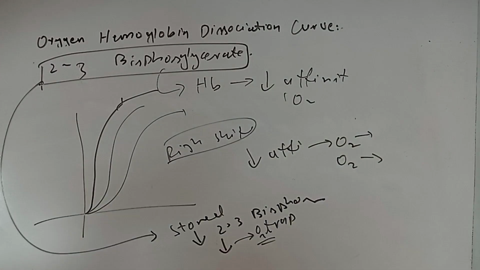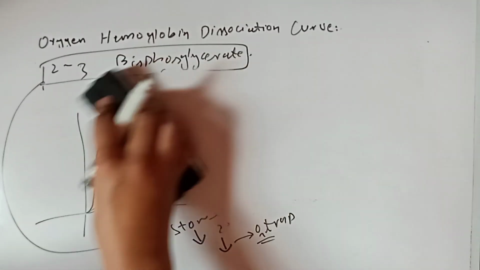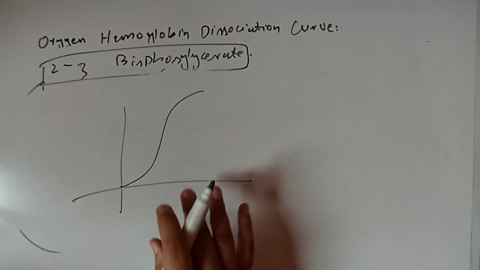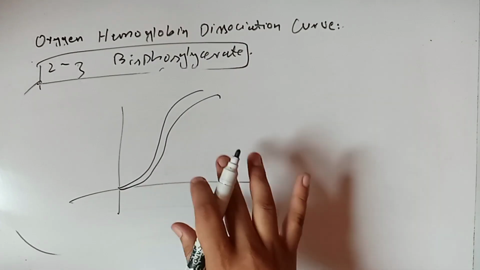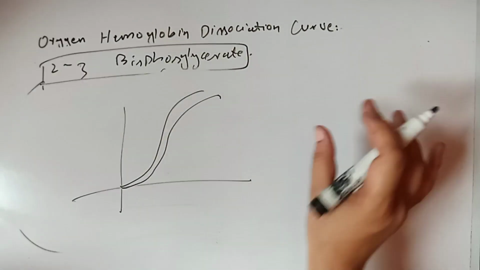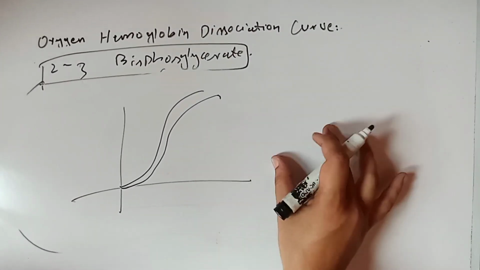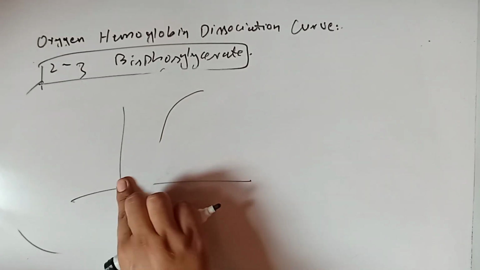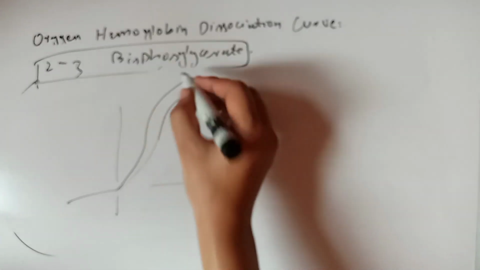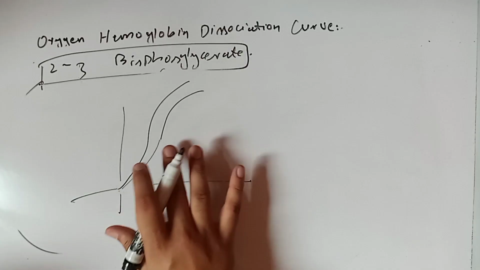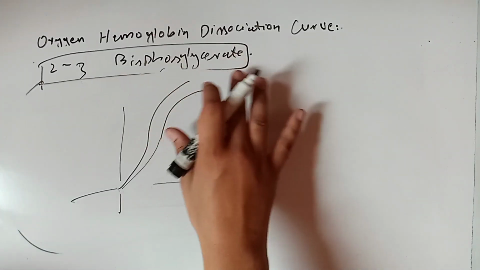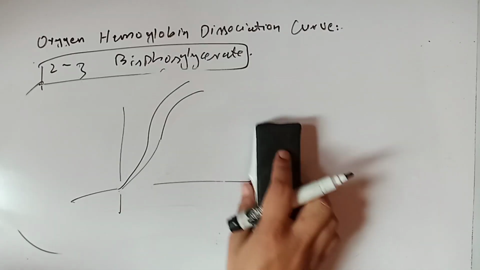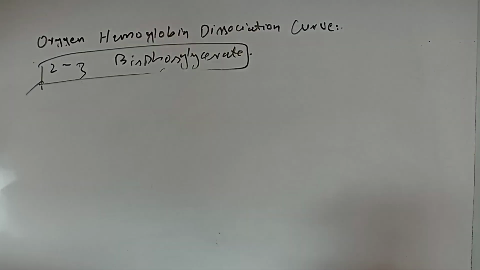So let me summarize. 2,3-bisphosphoglycerate is an intermediate of glycolysis, and here is the oxygen hemoglobin dissociation curve. 2,3-bisphosphoglycerate causes a shift towards the right side and decreases the affinity of hemoglobin and causes easy removal of oxygen from hemoglobin to tissues. It causes easy unloading of oxygen to tissues. However, if it is absent, then there is a shift towards the left side. The affinity is increased, or there is difficult removal of oxygen. So there is difficult unloading of oxygen to tissues, and this decrease in 2,3-bisphosphoglycerate is observed in stored blood. So stored blood can prove an oxygen trap.